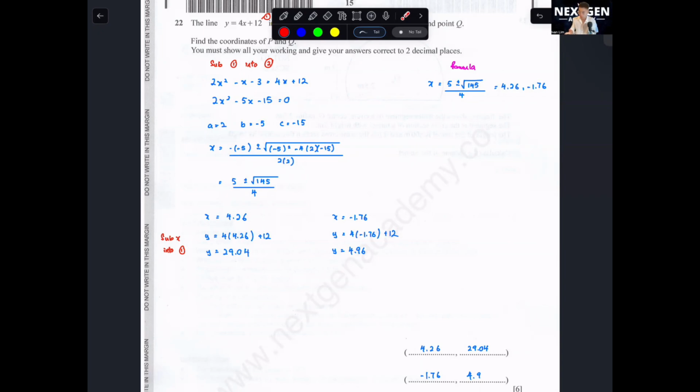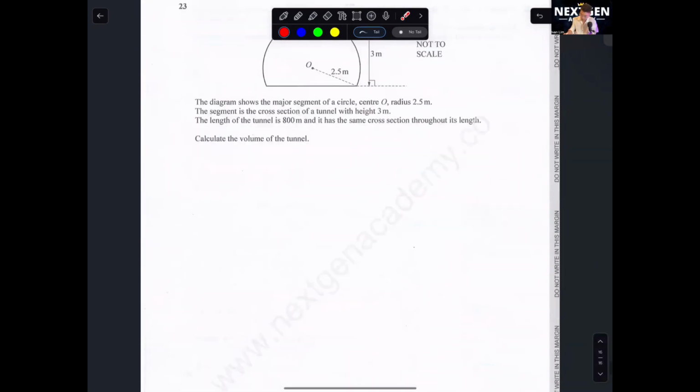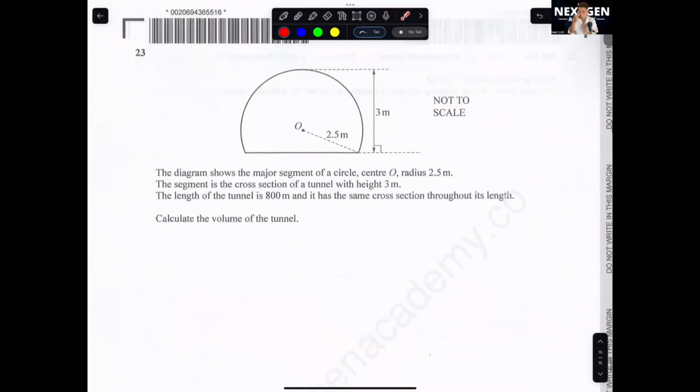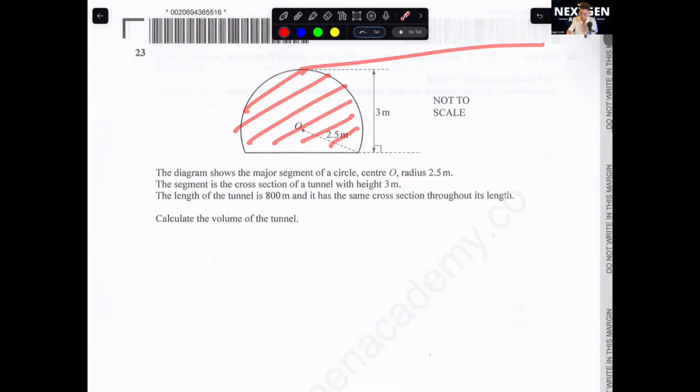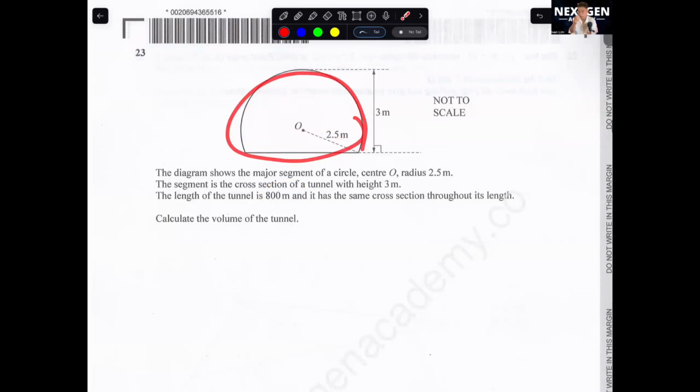Okay, let's go to the last one. The last one I think a bit tricky. 7-mark question. Question 23. The diagram shows a major segment of a circle, center O, radius 2.5 meter. The segment is the cross-section of a tunnel with height 3 meters. The length of the tunnel is 800 meter and it's the same cross-section throughout its length. Calculate the volume of the tunnel. So we are using a prism formula over here where we need to find the cross-sectional area multiplied by the length of 800. Question is, how do we find the area of this shape?